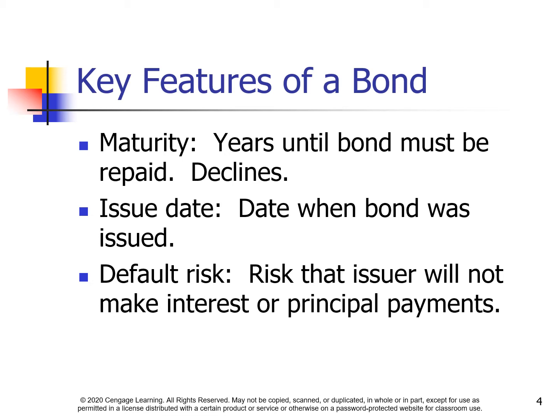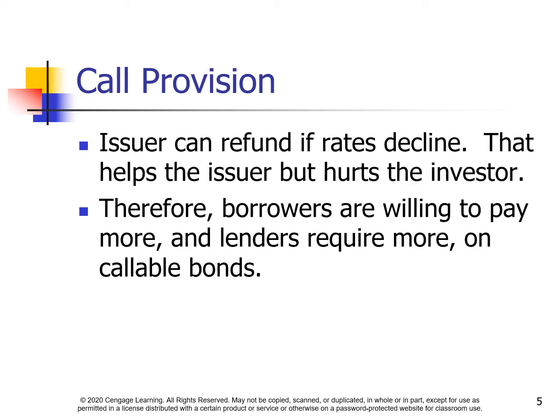Issue date, the date when the bond was issued. Default risk, the risk that the issuer will not make interest or principal payments. Call provision, the issuer can refund if rates decline. That helps the issuer but hurts the investor. Therefore, borrowers are willing to pay more and lenders require more on callable bonds.